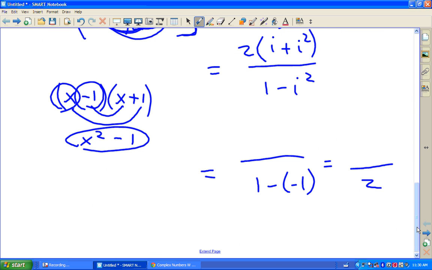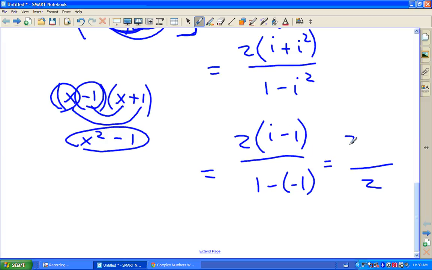So whenever I see an i squared, which I do here, I'm going to have 2 times i plus minus 1. Actually, I should just write that as i minus a minus 1. And I blew it again, okay? i minus 1 is what that's going to be.